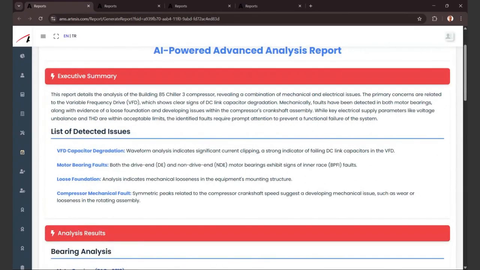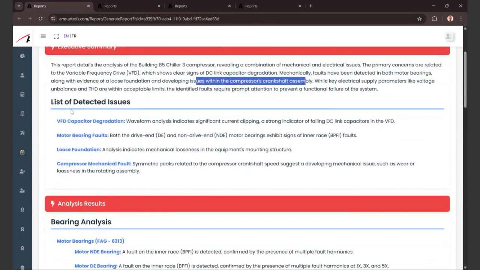What I'm seeing here is the executive summary, in clear, plain language. It tells me that this compressor is revealing mechanical and electrical issues. The primary concerns are related to the VFD, which shows clear signs of DC link capacitor degradation. Mechanical faults have been detected in motor bearings, alongside a loose foundation and developing issues within the compressor crankshaft assembly. While electrical parameters of unbalance and THD are acceptable, the identified faults require prompt attention to prevent a functional failure of the system. And the list of detected faults is here: VFD capacitor, because it came from the waveform analysis.